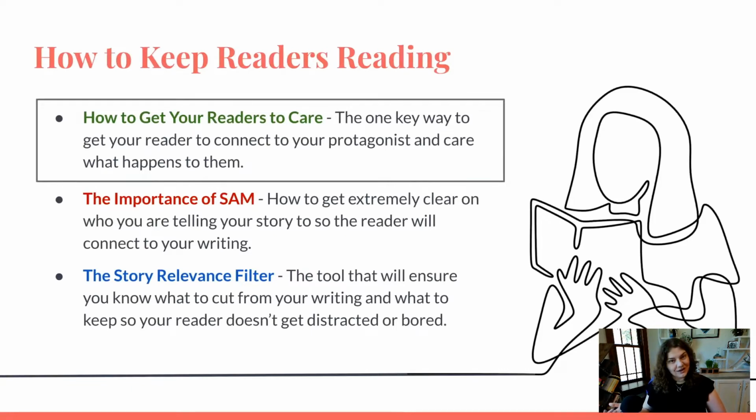So, to understand what's happening here, we need to go down to the very bottom of story. And that means taking a look at beats. Now, beats are the smallest unit of story. They are just one interaction, one energetic exchange. And that's what we're going to be looking at today to look at how to get your readers to care about your protagonist. So let's take a look at the structure of a beat.